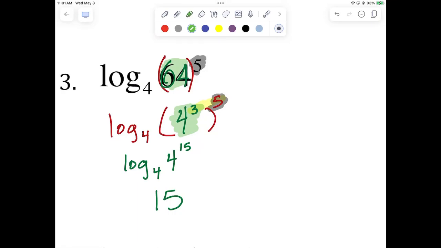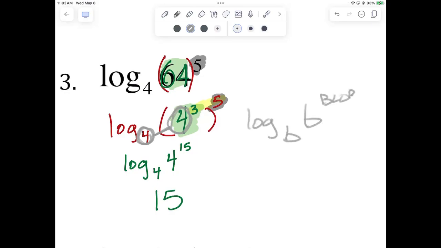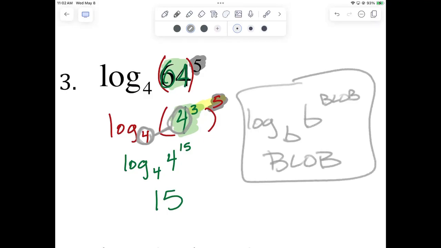And why did I choose base 4? Because that's my base right here. I want these to be the same number. Does that make sense? Got it? Okay. Log base b of b to the blob is just the blob. So as long as these are the same, I'm golden, as Harry Styles would say.